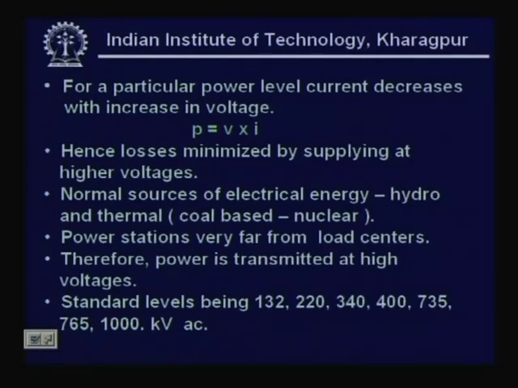This may be mentioned at this point of time. Standard levels for transmission are 132, 220, 340, 400, 735, 765, 1000 kV AC. Now all these are kilovolts, and it must be mentioned at this point of time that the highest system voltage as of today in the country is 400 kV, and the 800 kilovolt class, that is 735 kV and 765 kV, is perhaps the next higher level which the country is thinking of. That must be borne in mind.